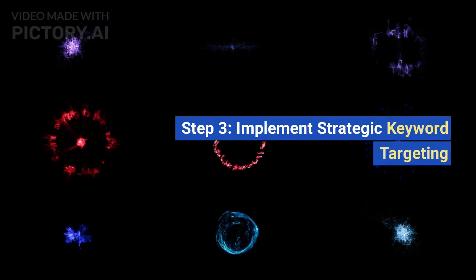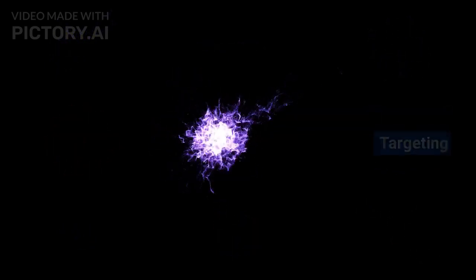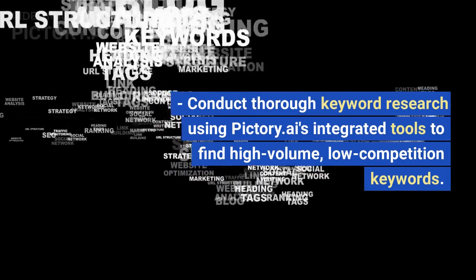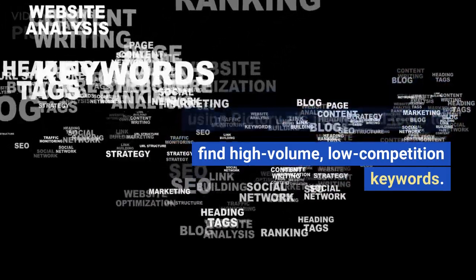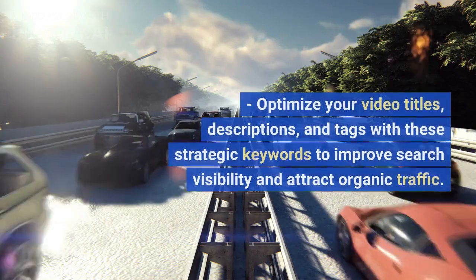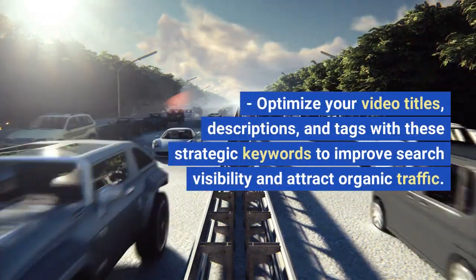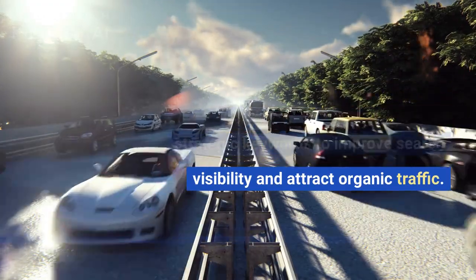Step 3. Implement strategic keyword targeting. Conduct thorough keyword research using Pictory AI's integrated tools to find high-volume, low-competition keywords. Optimize your video titles, descriptions, and tags with these strategic keywords to improve search visibility and attract organic traffic.